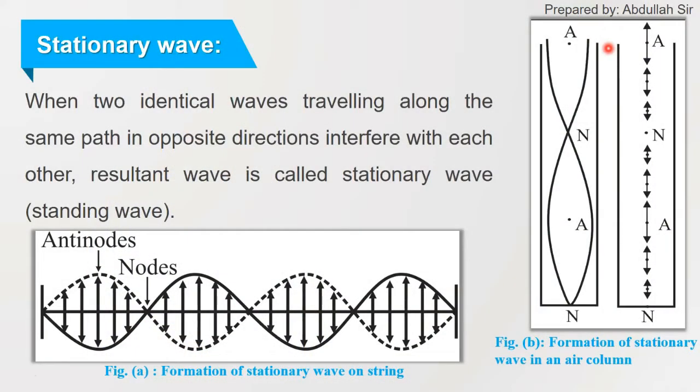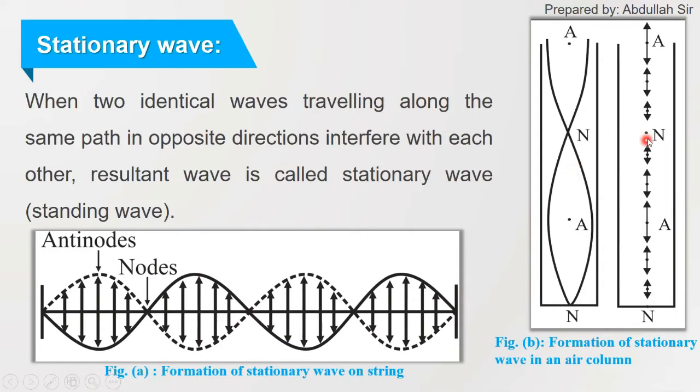This image shows the formation of a stationary wave in an air column. This air column is closed at one end. So we are going to send the wave inside this air column through its open end, and the wave will reflect back from the closed end of the pipe. And when this incident wave and this reflected wave superimpose each other, we will get a stationary wave.